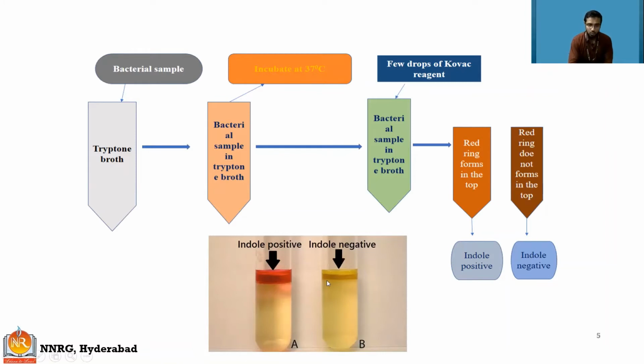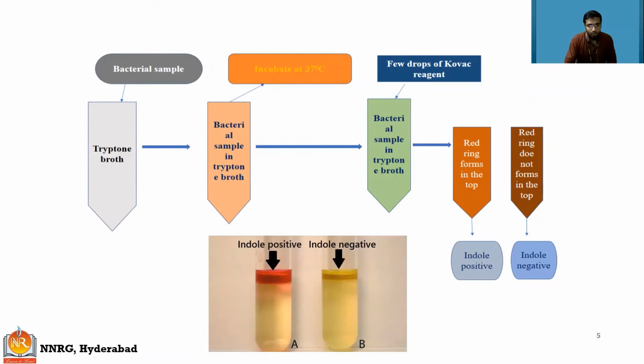Let us see how we can interpret this. This is the test tube which contains tryptophan broth with a bacterial sample added. Upon incubating and adding a few drops of Kovac reagent, that is para-dimethylaminobenzaldehyde, it gives red color, and that means it is indole positive, and it also means the presence of Enterobacteriaceae bacteria. If it is negative, it will be yellow color, meaning there is no presence of Enterobacteriaceae members.